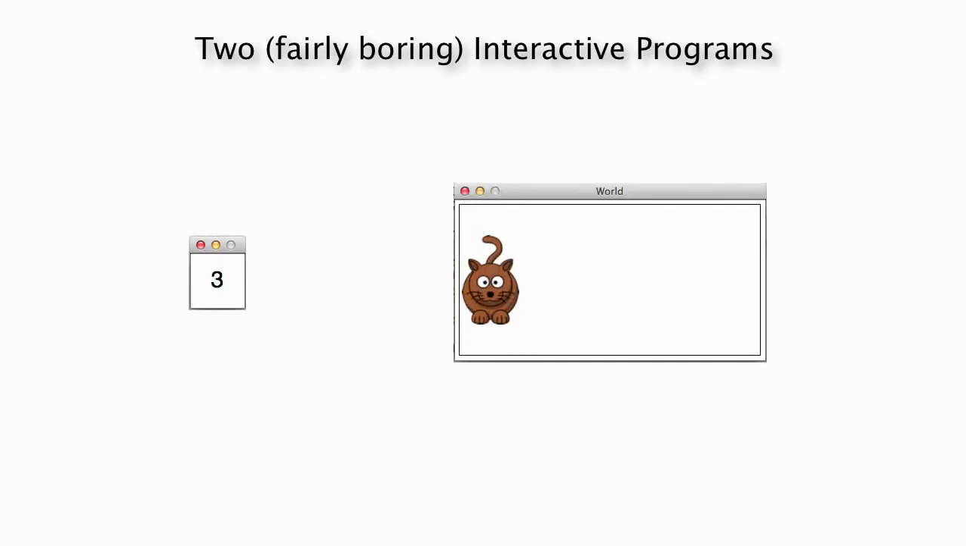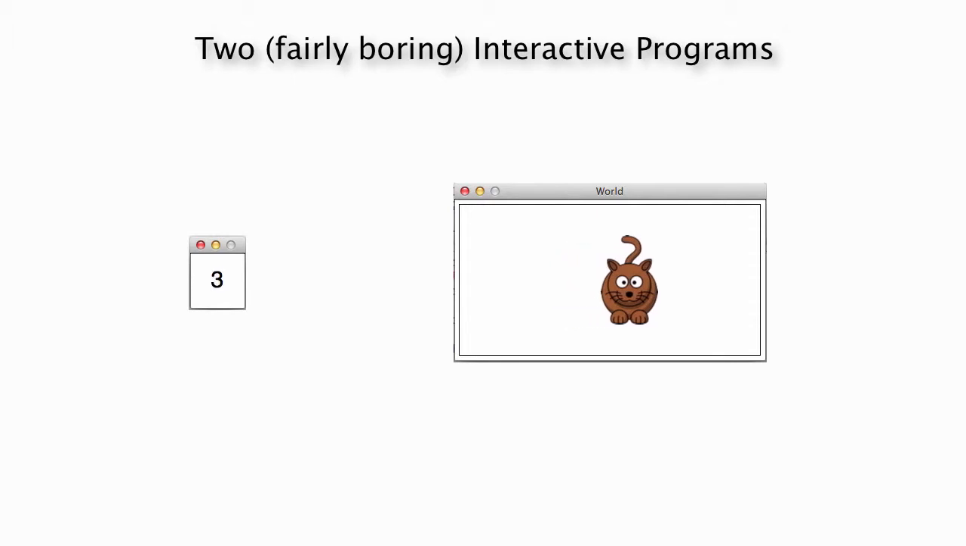So imagine that we have two fairly boring interactive programs. The one on the left is just counting down 8, 7, 6, 5, 4, and so on. And the one on the right just has a cat walking very slowly across the screen. And I'm going to say these programs are interactive because if I press the space key, they both reset back to the beginning and start running again. So that's the sense in which they're interactive.